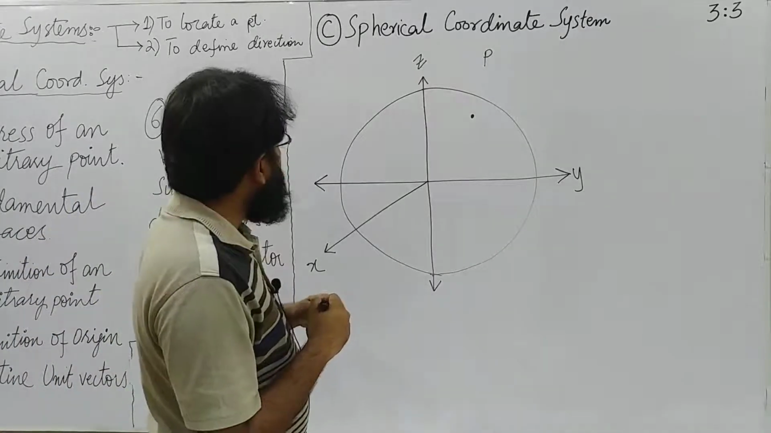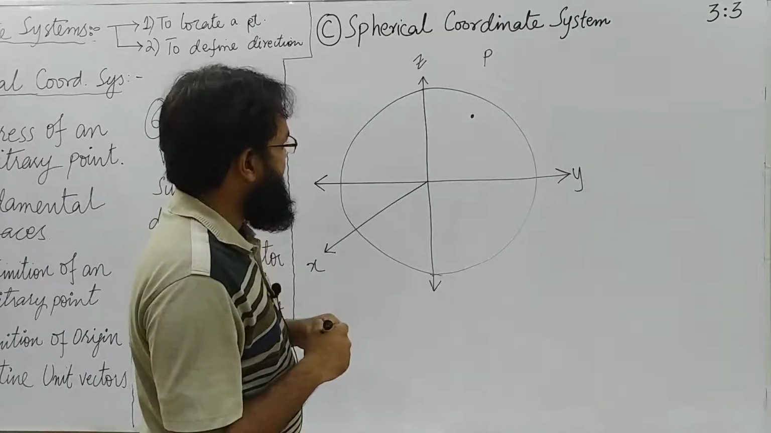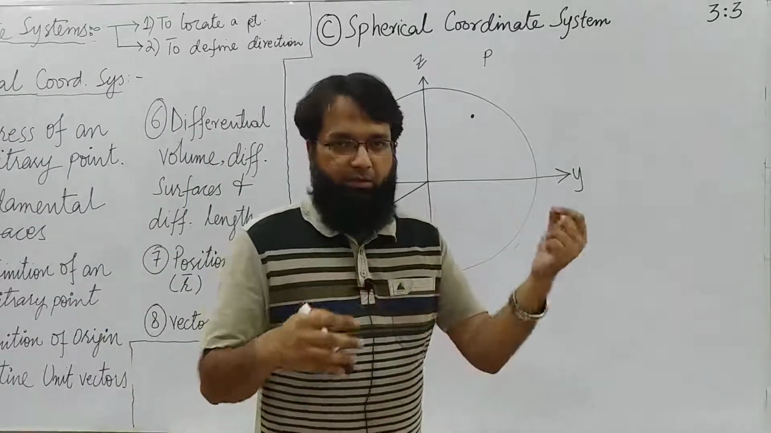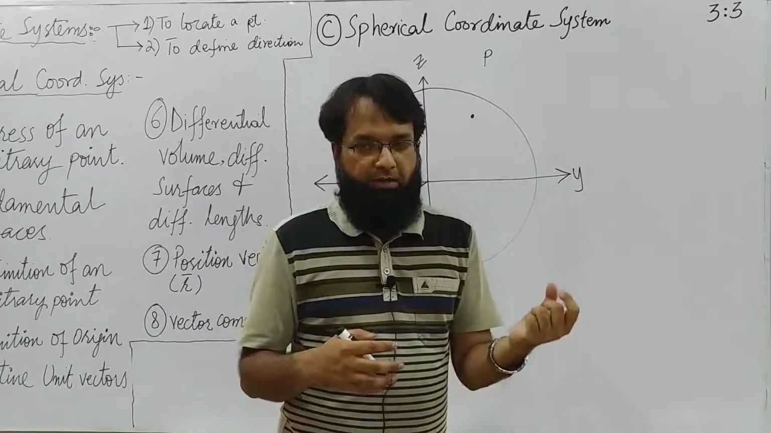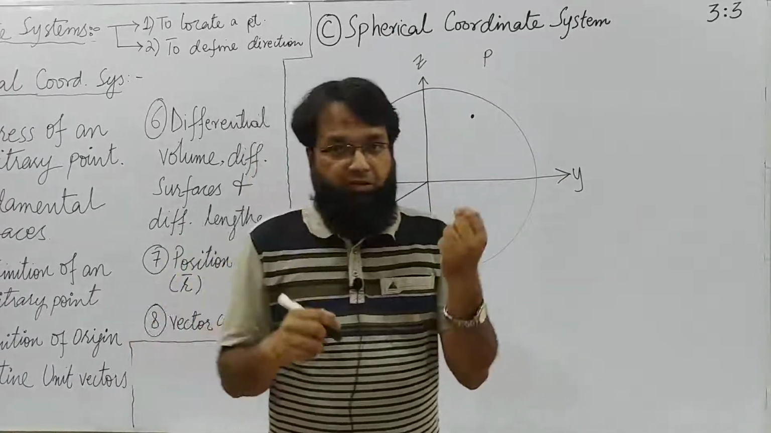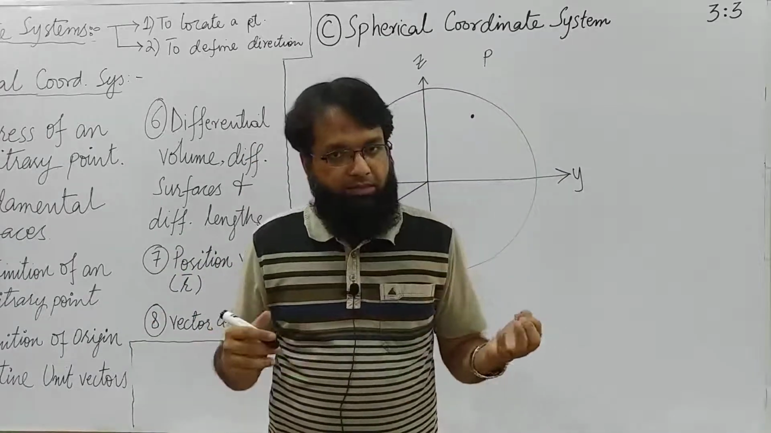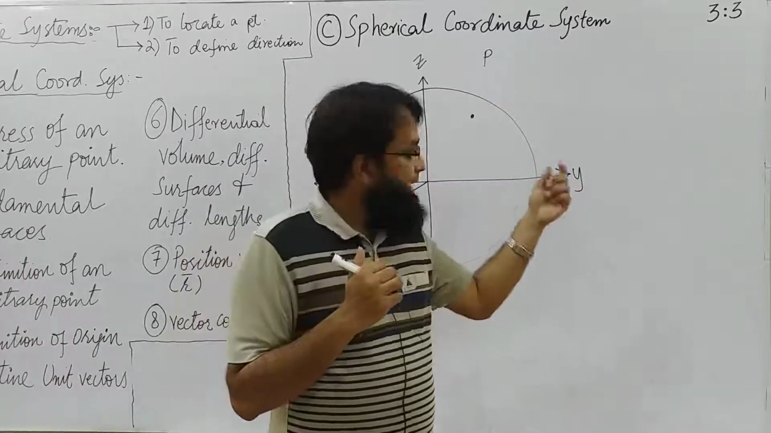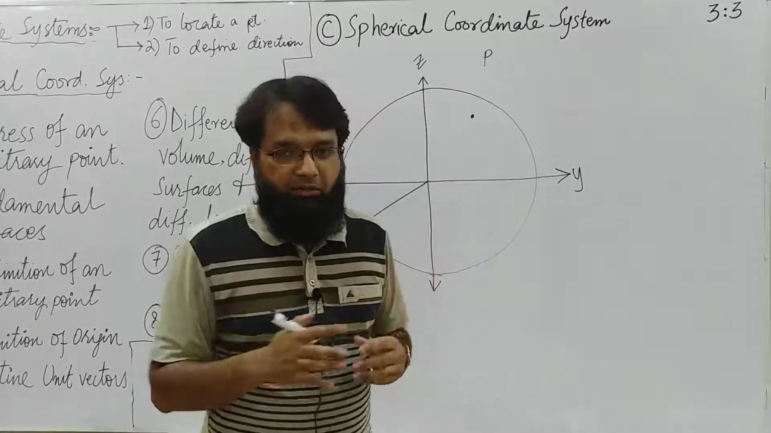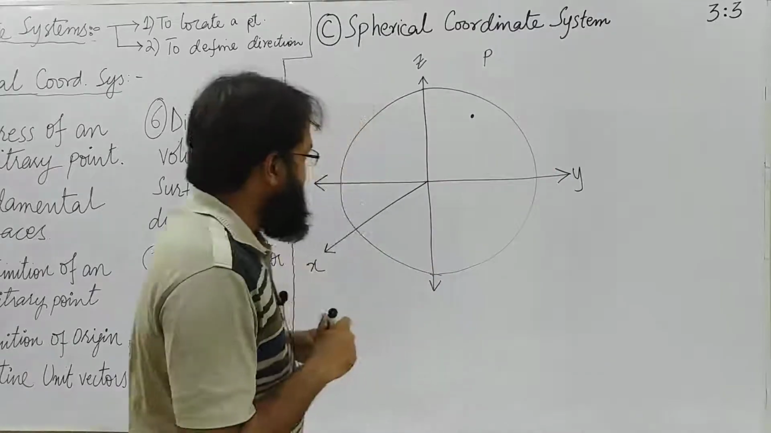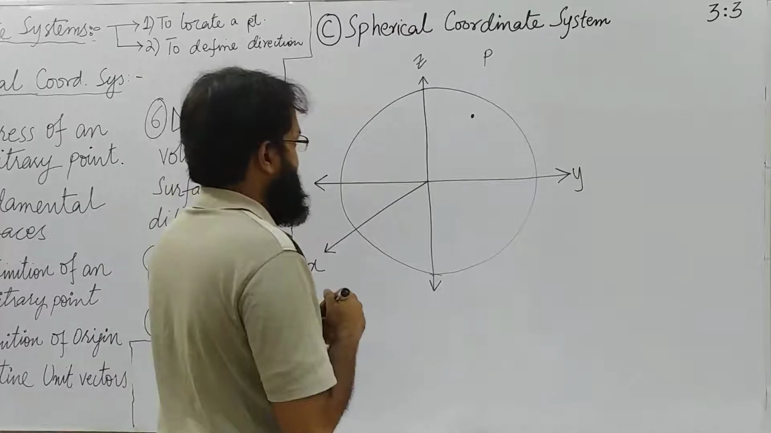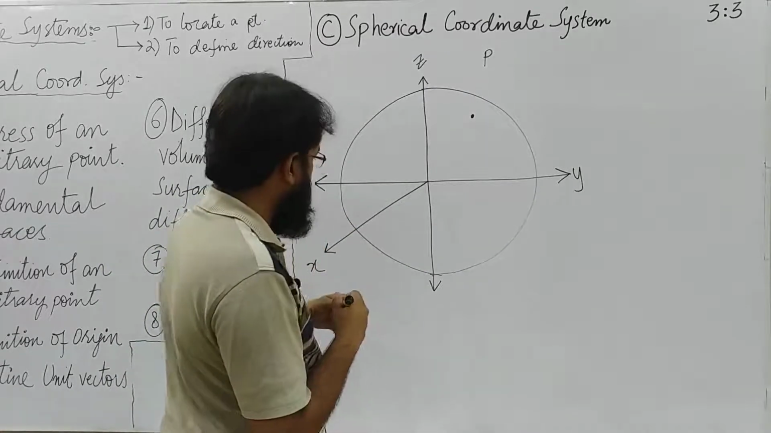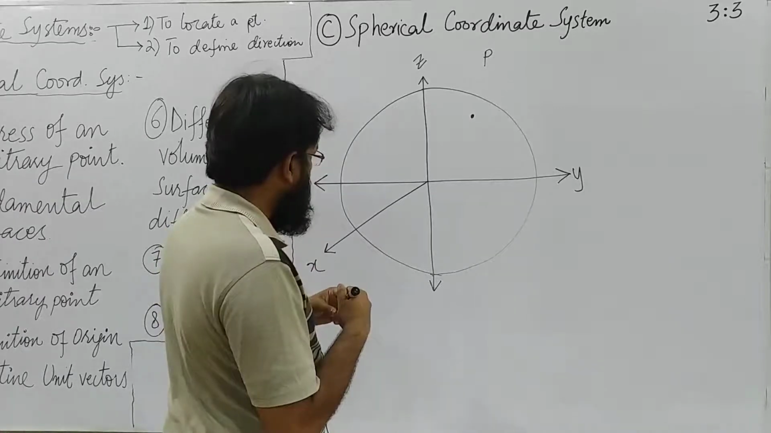Okay, so in a spherical coordinate system, as you might have guessed, we have a point in three-dimensional space and we want to locate that point. And one additional piece of knowledge is given to us, just like in the case of the cylindrical coordinate system: this time the point lies on the surface of a sphere.